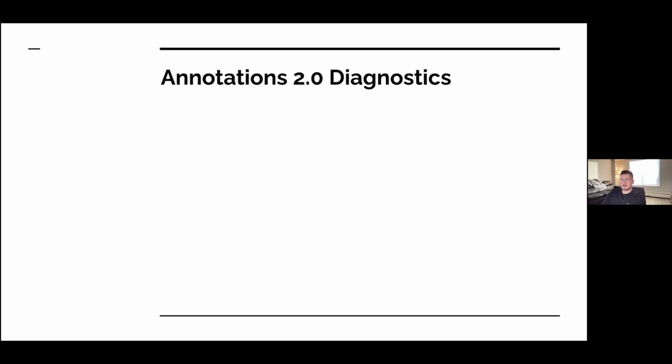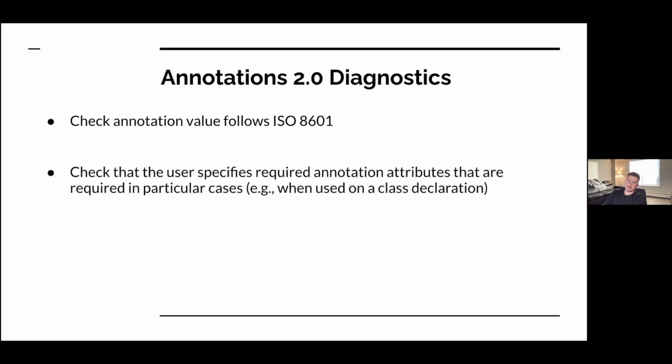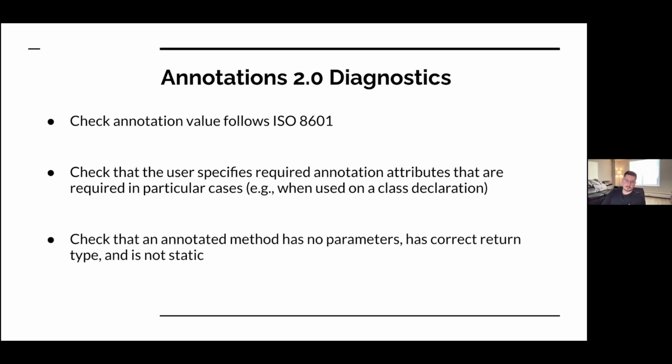And then here are some more challenges and little things we had to handle for diagnostics. There's an annotation that requires that a string value follows the ISO 8601 format. There's also an annotation that, if it's used on a class, requires particular attributes to be specified, and this isn't something you can encode into regular Java annotation constraints. Another thing is that if a method is annotated with a particular annotation, then the spec says it can't have any parameters, or it has to have a certain return type, or not be static. So we had to check all these various things in order to have diagnostics for these annotations.